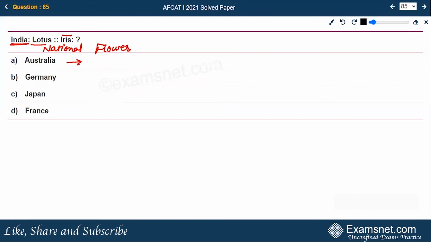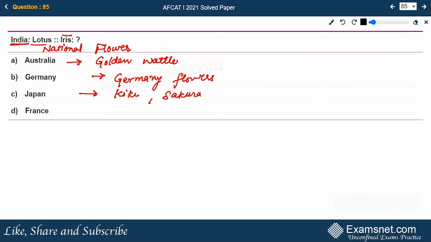Let's see them one by one. For Australia, the national flower is golden wattle. For Germany, it is Germany flowers. Japan is having Kiku. Kiku and Sakura together make the national flowers of Japan. And for France, the national flower is iris. So our answer to this question is option D, France.